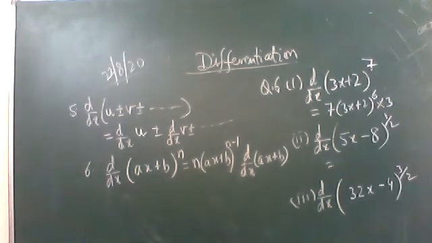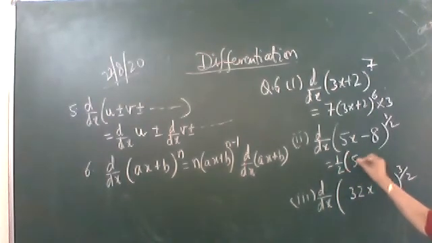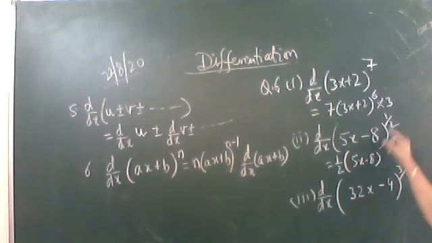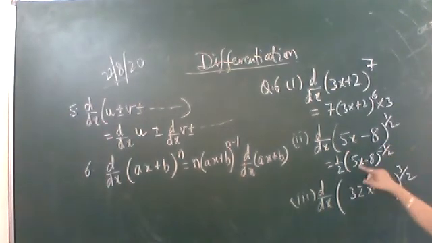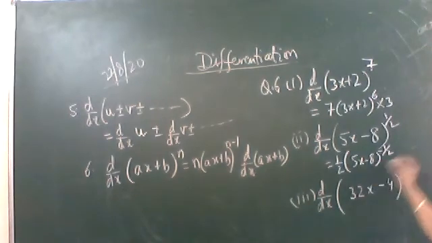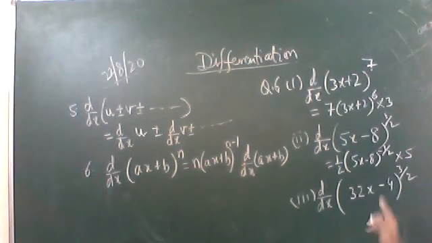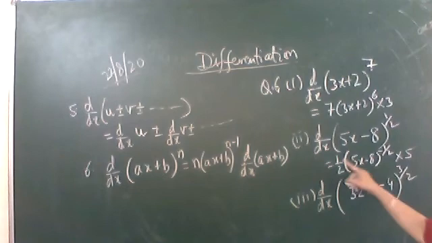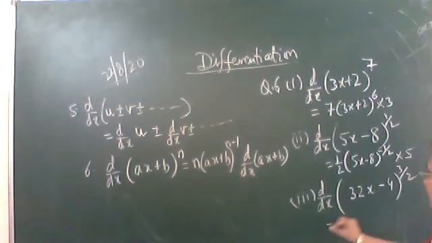Okay, now the next one. What is n over here? Half. (5x minus 8) raised to the power half minus 1, n minus 1, minus half. Then d by dx of 5x minus 8. D by dx of 5x is 5, and d by dx of 8 is 0. So the answer is 5 by 2, (5x minus 8) raised to the power minus half.